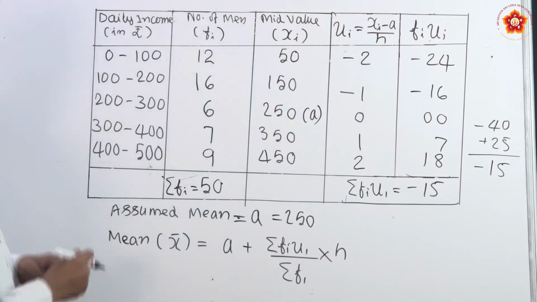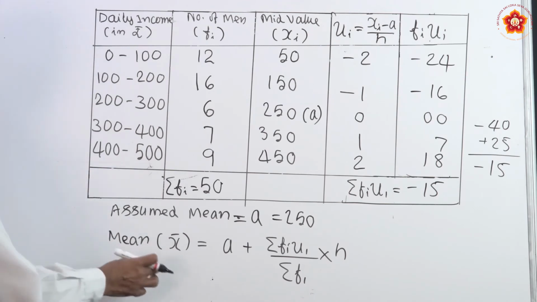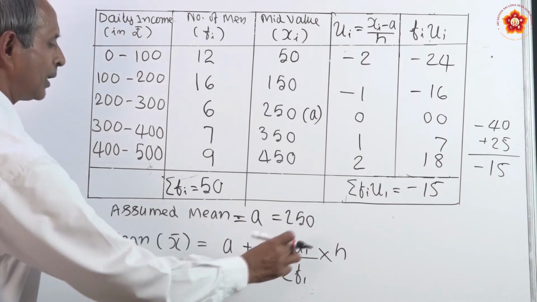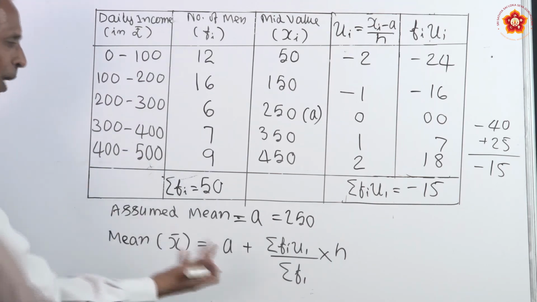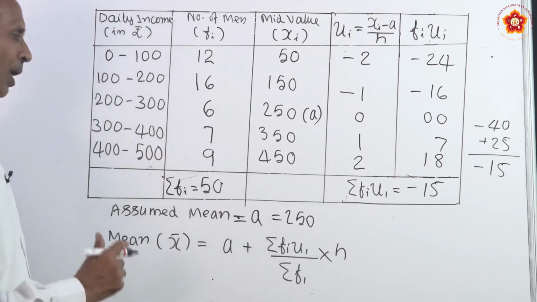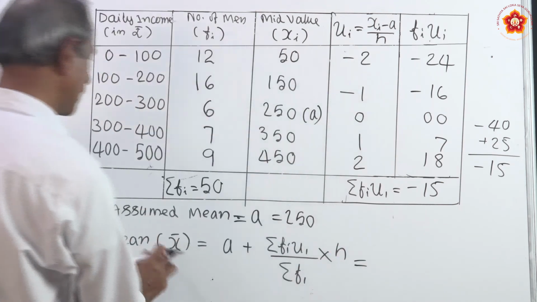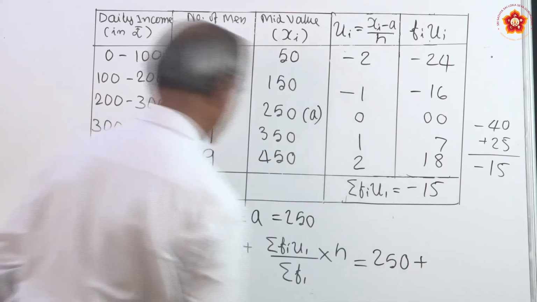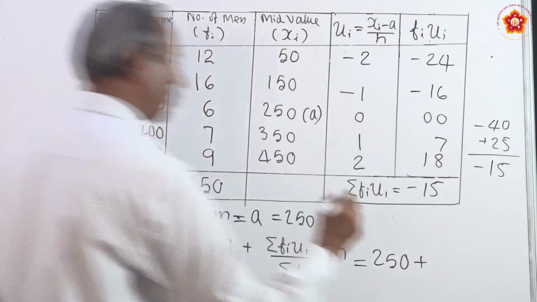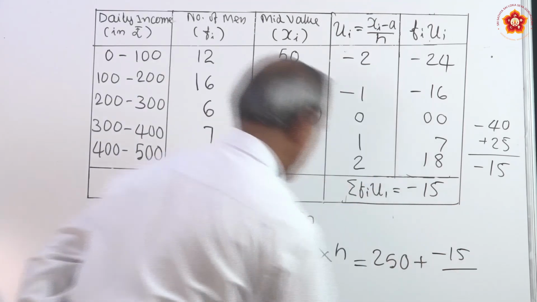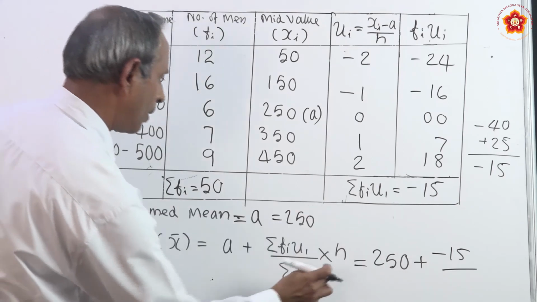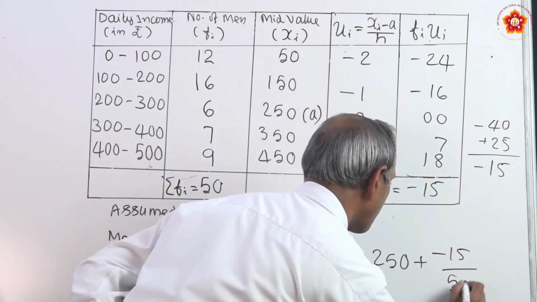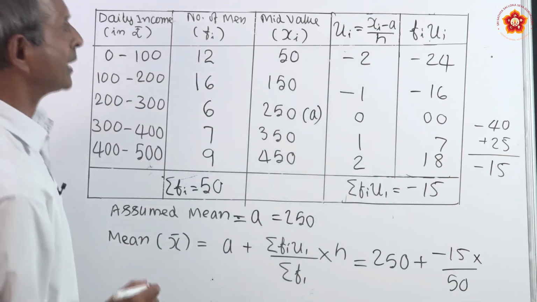Now after this, you have to apply the given values in the formula. Mean x bar is equal to a plus sigma fi ui by sigma fi into h. Now if you apply these values in the given formula, the value of a is 250, so 250 plus sigma fi ui, whose value is minus 15, divided by sigma fi, whose value is 50, into h, the size of the class.